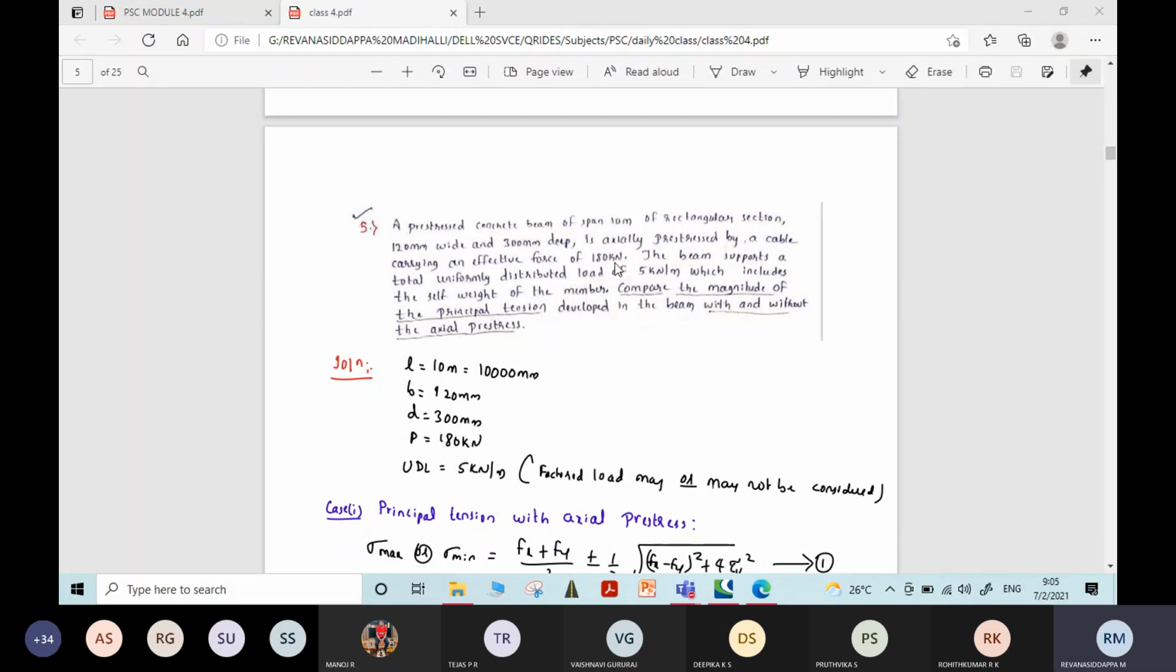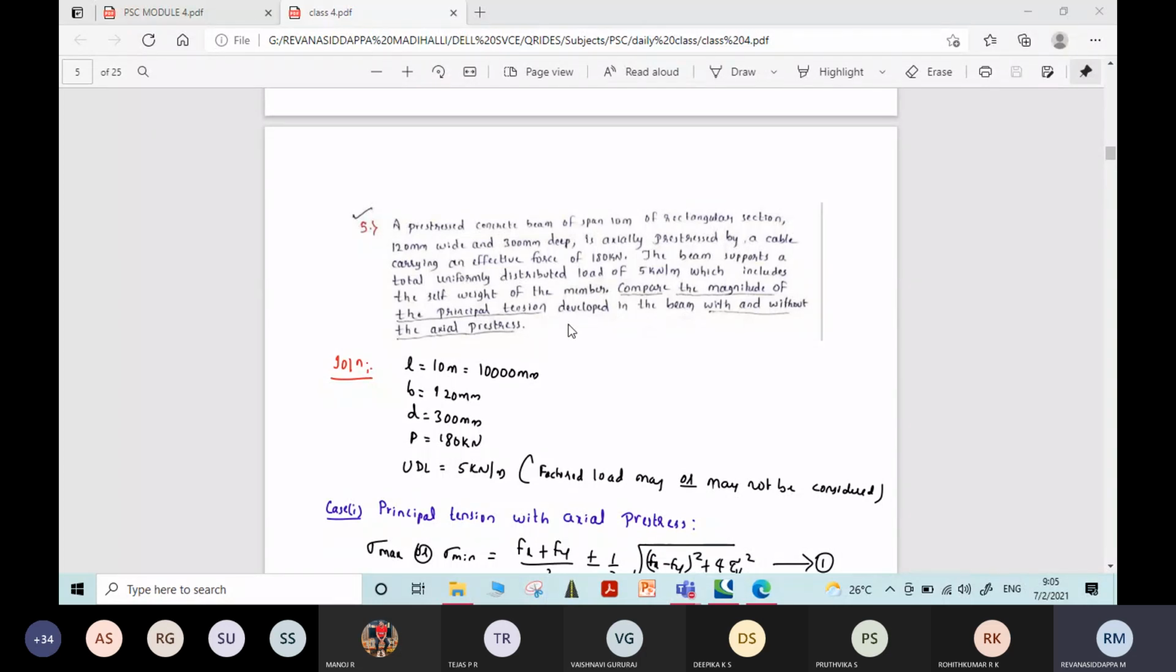Okay, it is a straight cable and the cross section of the beam is given, and it is axially pre-stressed by a pre-stressing force of 180 kilonewton. The beam supports a total uniformly distributed load of 5 kilonewton per meter, which includes the self weight of the member. Including the self weight, the total load acting on the beam is 5 kilonewton per meter.